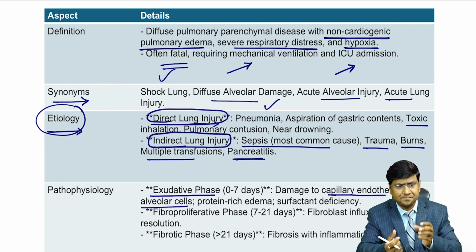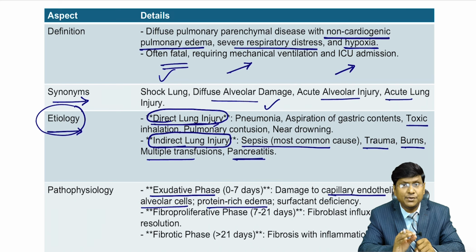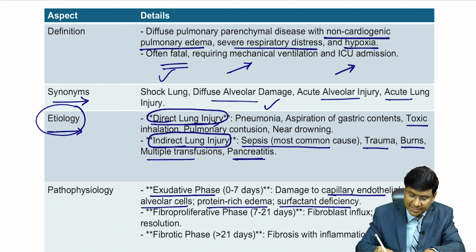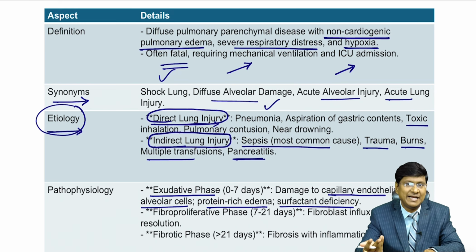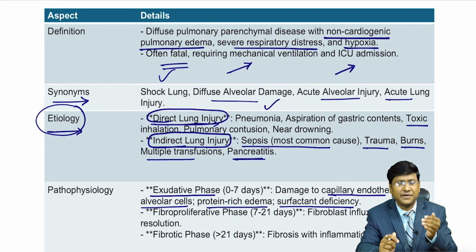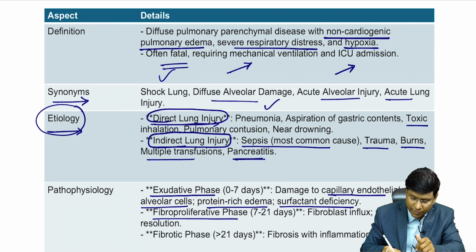Thereby the protein-rich fluid along with the inflammatory cells from the pulmonary capillary enter into the alveoli. So you will have protein-rich edema, and these patients will have surfactant deficiency because there is damage to the pneumocytes. So this is the exudative phase, where the fluid from the pulmonary capillary is entering into the alveoli. Then followed by that, the fibroproliferative phase.